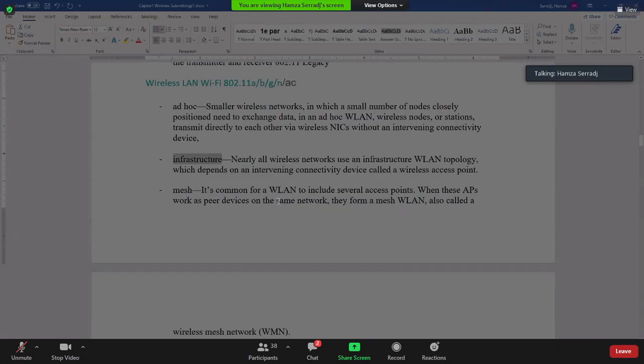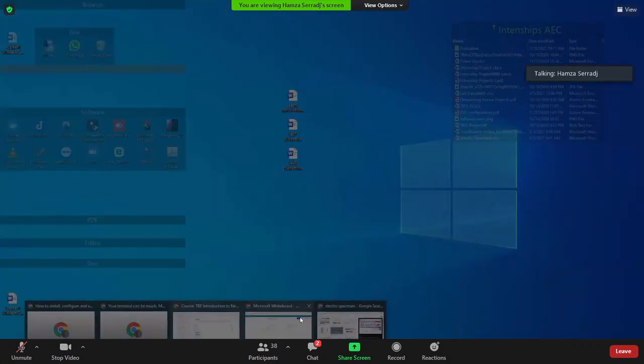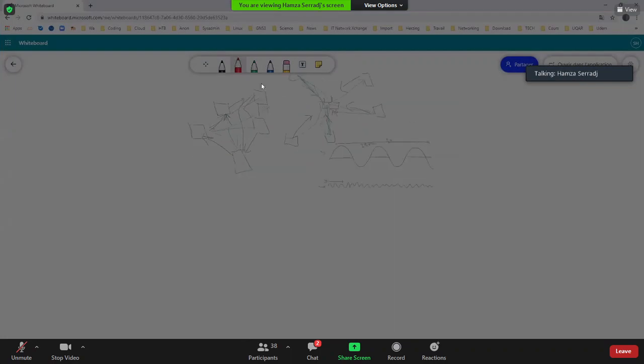A mesh: it's common for a wireless LAN to include several access points. Now we can have something more complex than that. Imagine this infrastructure, but multiple times. So we'll have several access points that are connected to each other: access point 1, access point 2, access point 3, access point 4, and each one has its own devices connected to it. So many devices around.